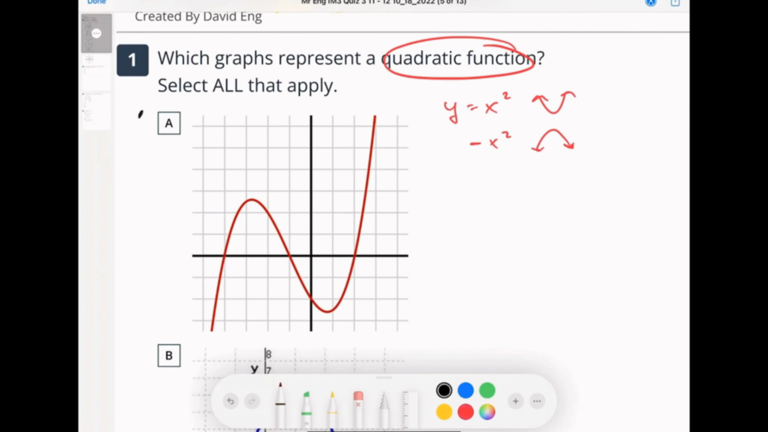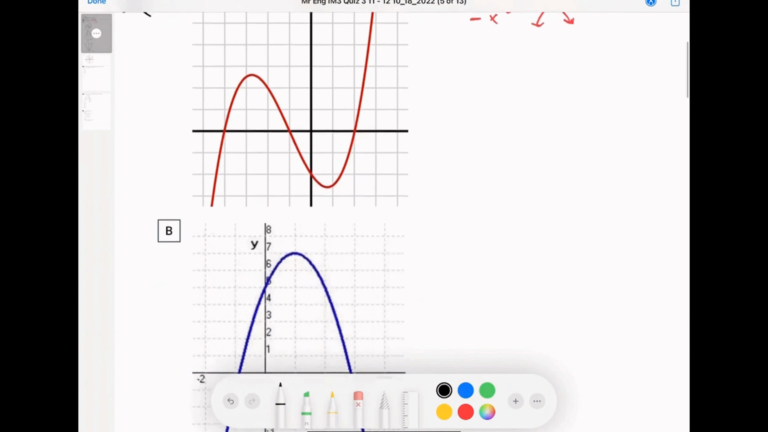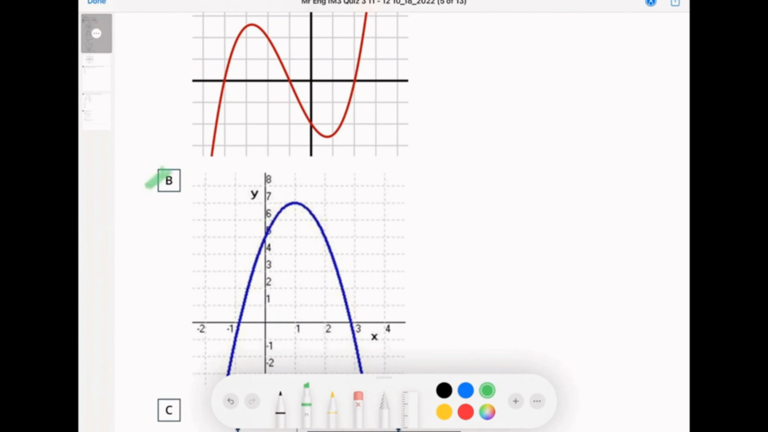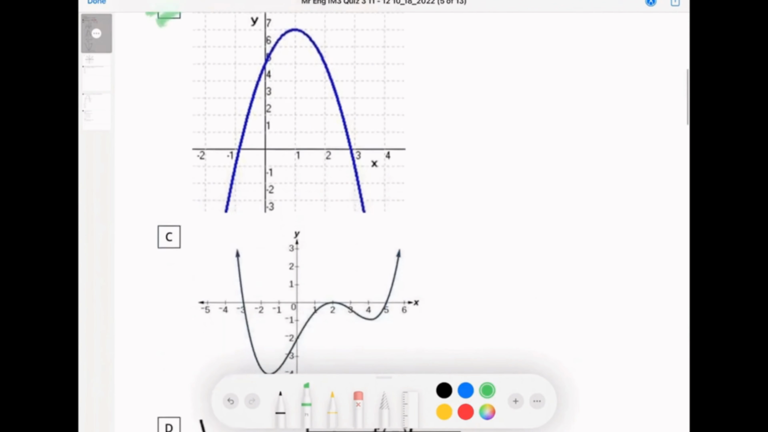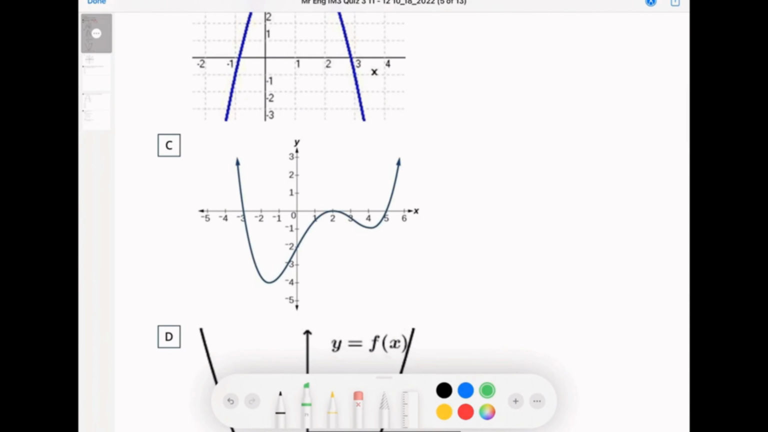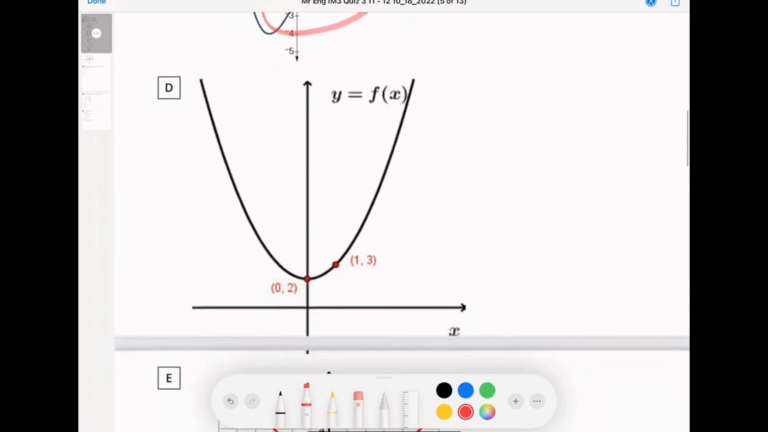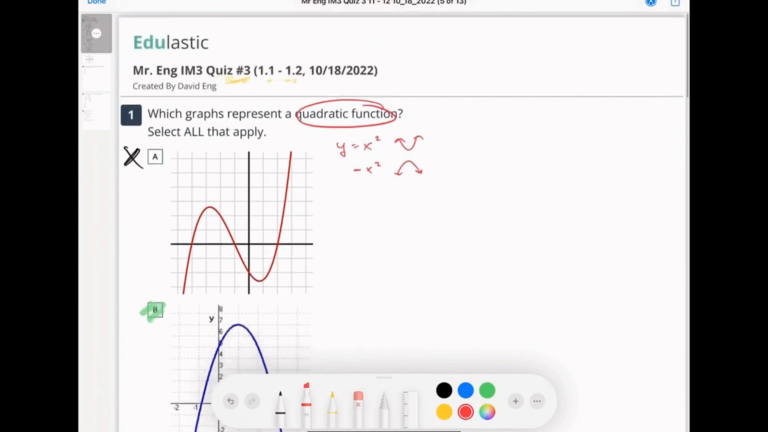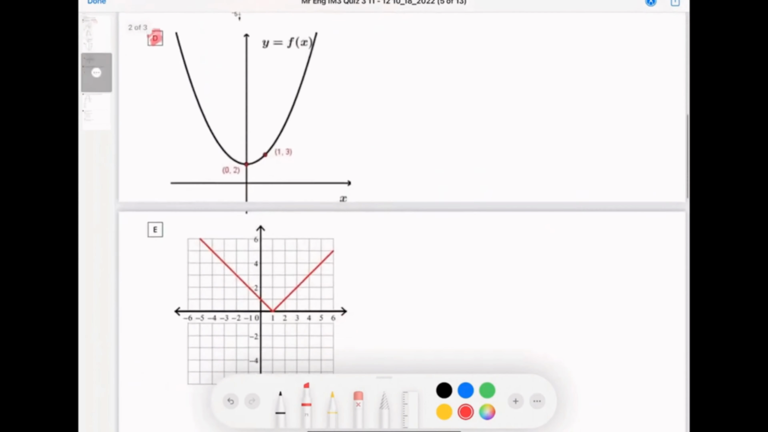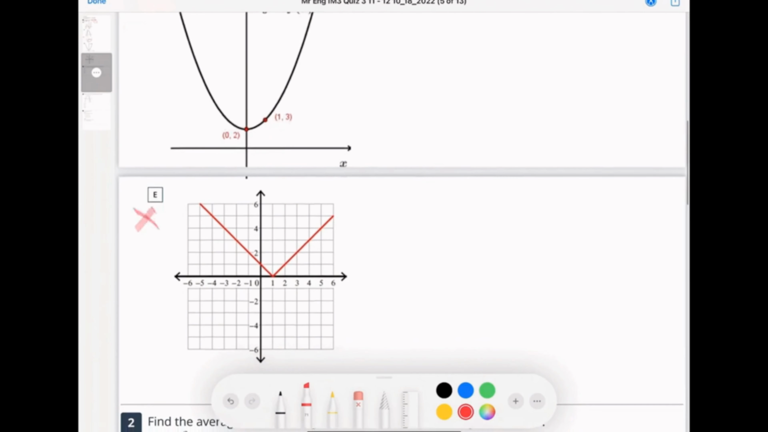A is not. This is called a cubic polynomial, which we're going to learn later. Our correct answer is B. This is a quadratic. Okay, C, although it kind of looks like it, you'll notice that it has extra bumps in there, so it's not C. D is a quadratic, so this one tells you to select all that apply. And E is not. This is an absolute value. This one has the equation y equals the absolute value of x.